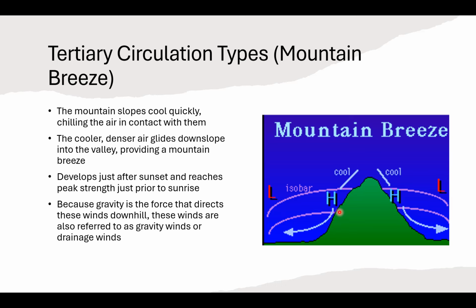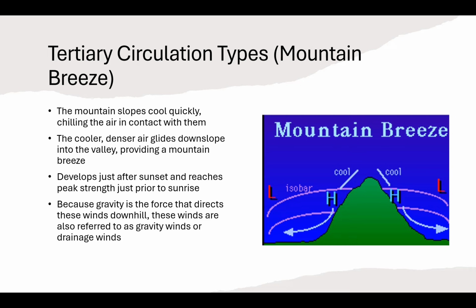The mountain breeze develops just after sunset, and then it's going to reach a peak strength just prior to sunrise before the sun really comes out again. And we repeat this diurnal or daily cycle. Because gravity is a force that directs these winds downhill, these winds are also referred to as gravity winds or drainage winds.